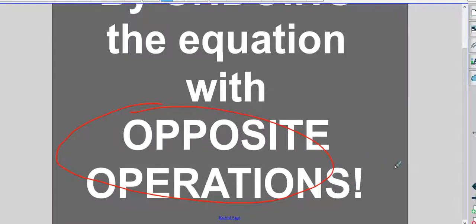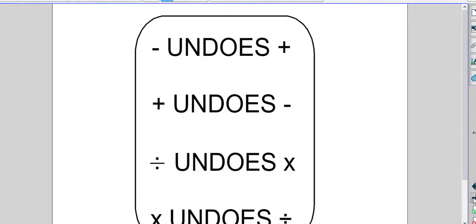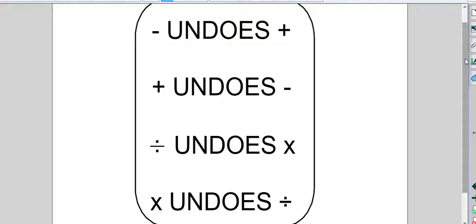Okay, so what exactly does opposite operations mean? Well, when you are adding something, the opposite of adding is subtracting. The opposite of subtracting, therefore, is adding. The opposite of multiplying is dividing, and the opposite of dividing, therefore, is multiplying. And then once you get to grade 10, you'll look at another one, which will be like square root and squaring, but we don't have to worry about that right now. Okay?